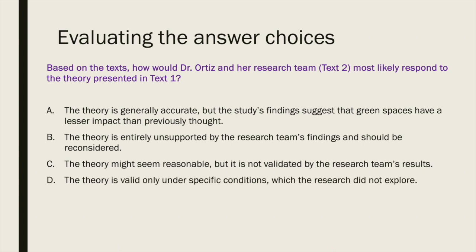Just to double check with choice D, choice D suggests that the theory is valid in certain conditions not covered by the study. But text 2 indicates that the theory doesn't hold up at all in the context studied, so we can also eliminate this option. And as we went through it, we saw that choice C was the correct answer.